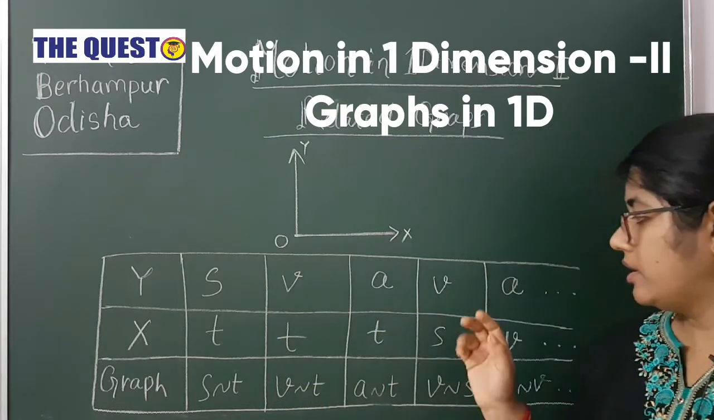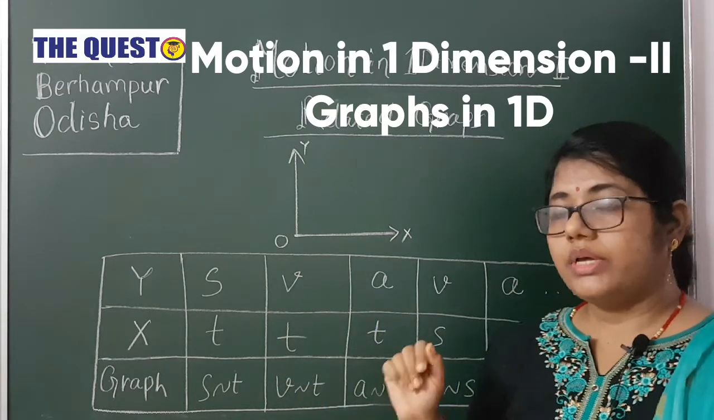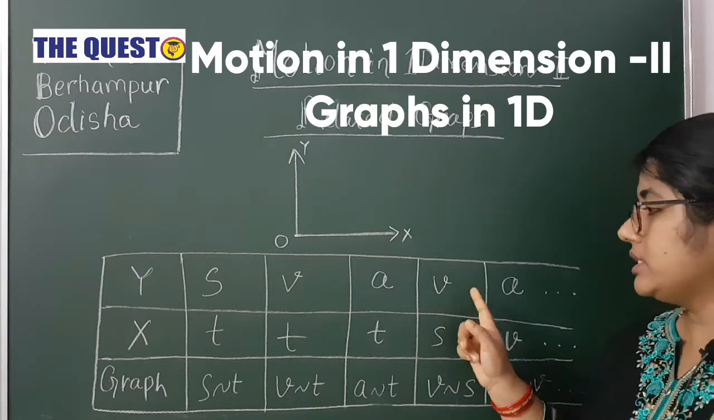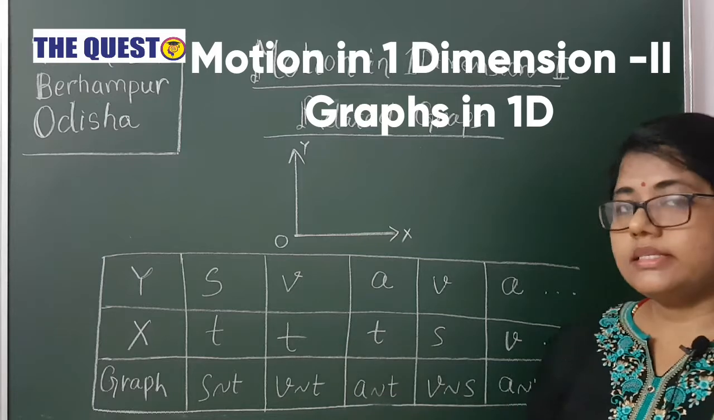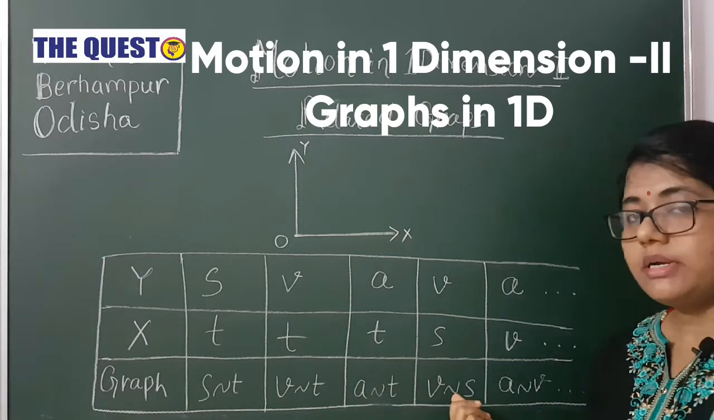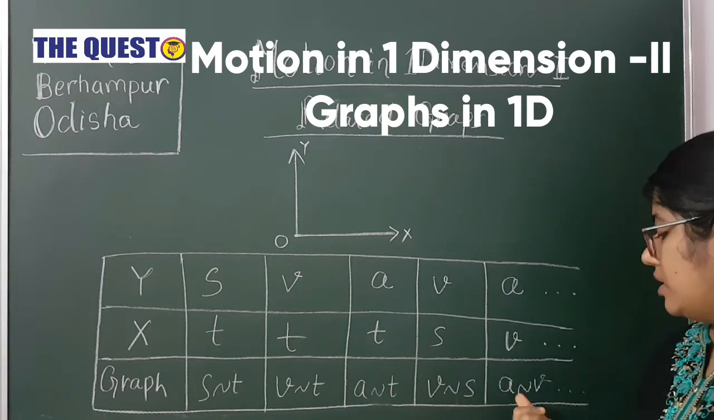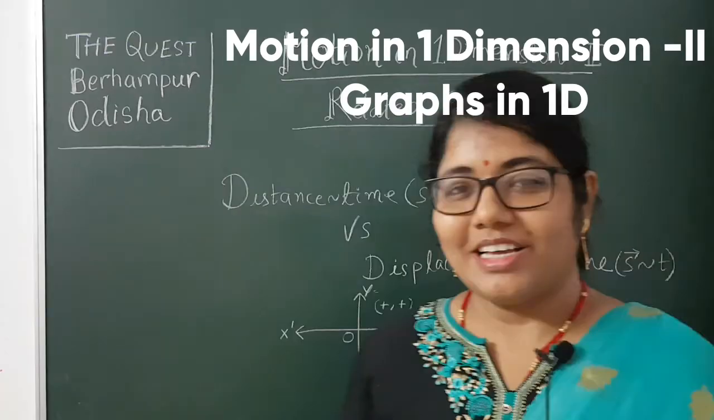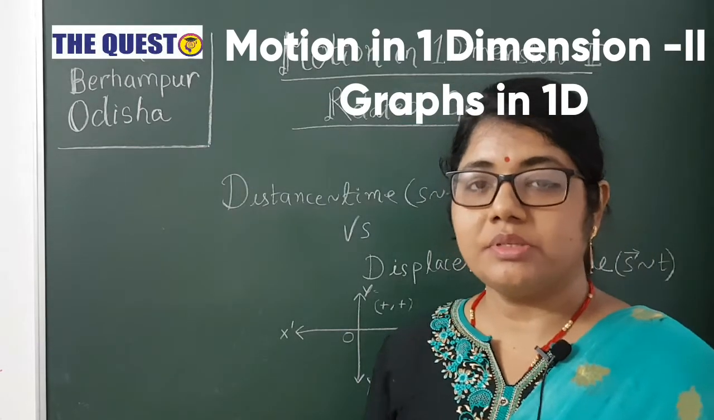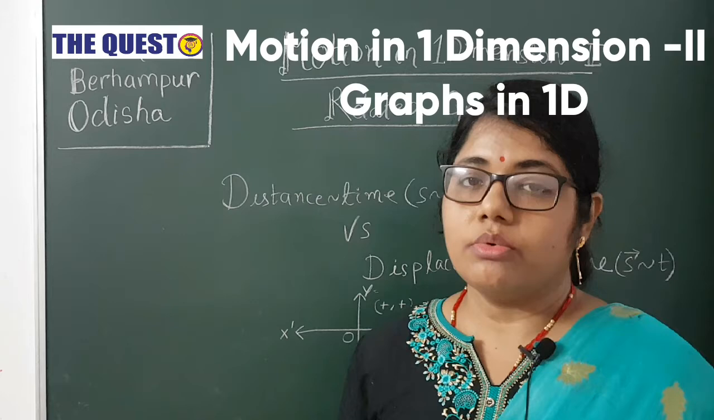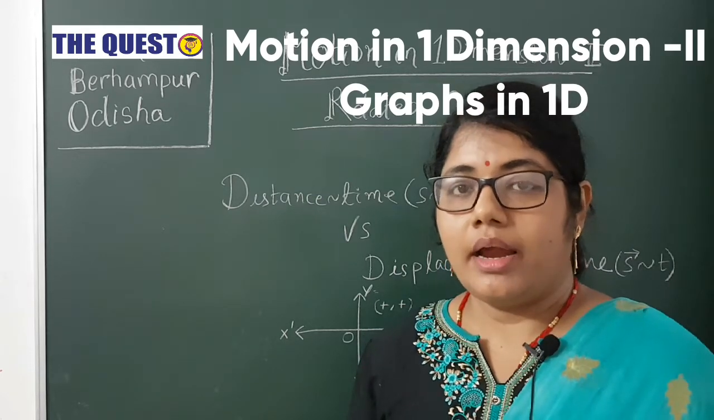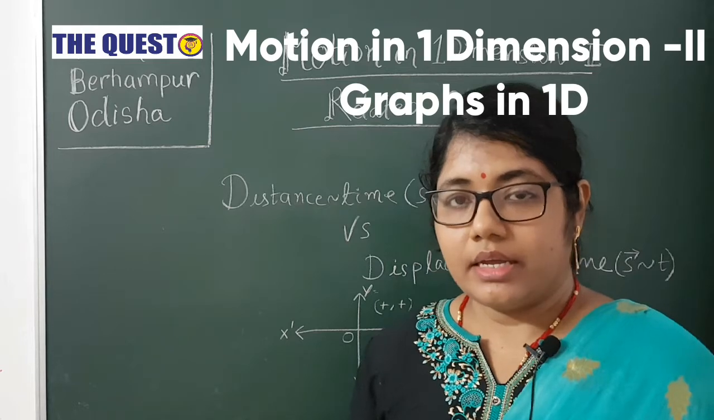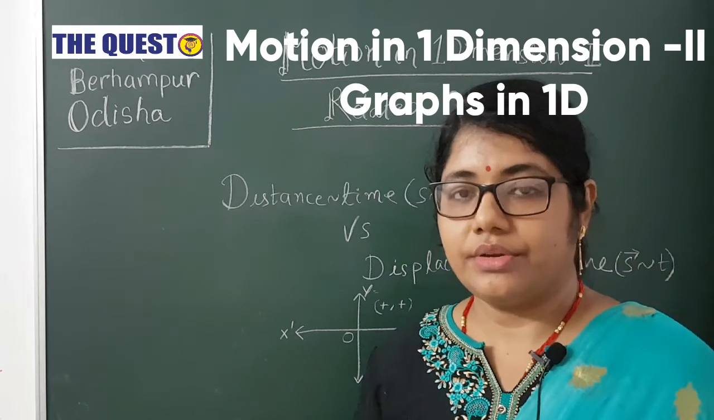There are also graphs which include velocity along y-axis and displacement along x-axis. They are called velocity displacement graphs. We have also acceleration velocity graphs. As we know, there are various curves in one-dimensional motion. So we will study only the straight line curves in this video and the curved line graphs in another video.